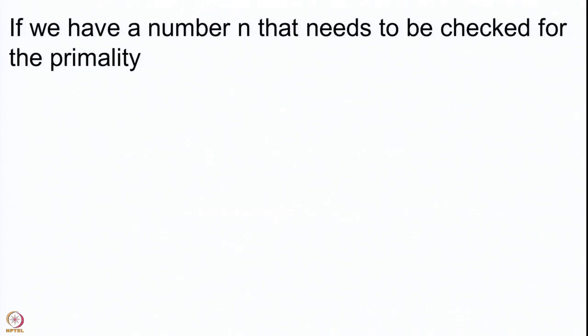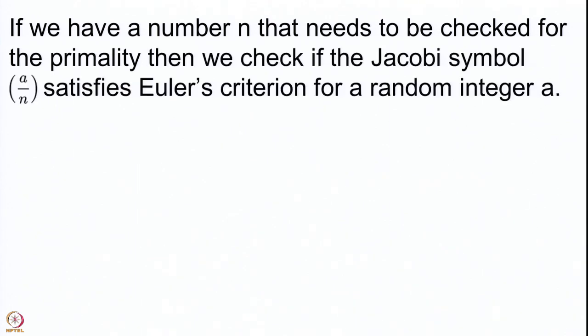Suppose you have a number n, a large number let us say, and you want to know whether this is a prime number. So you want to check the primality of this natural number n. Then what you do is the following: we check whether the Jacobi symbol satisfies Euler's criterion for some random integer a.